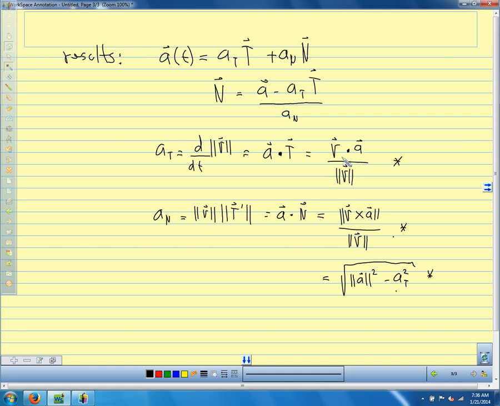So these three are the most common ways that you're going to find your tangential component of acceleration and your normal component of acceleration. And this gives you a convenient way of finding the principal unit normal vector without having to find T prime over the magnitude of T prime, which we saw on Friday can sometimes be a lot of work.